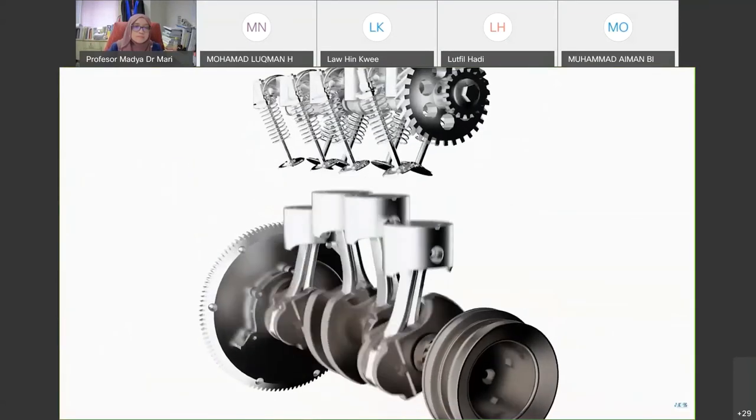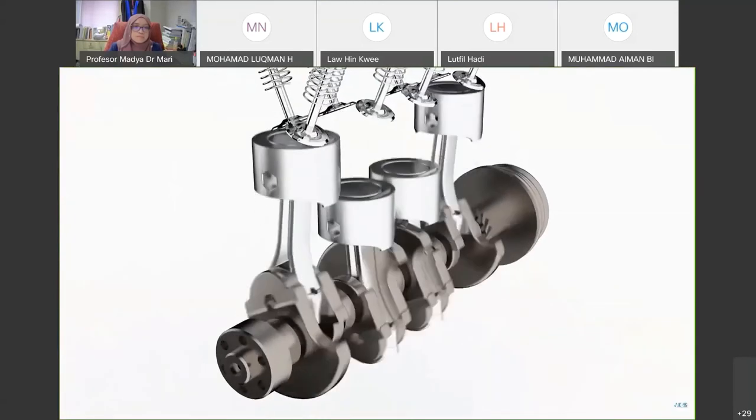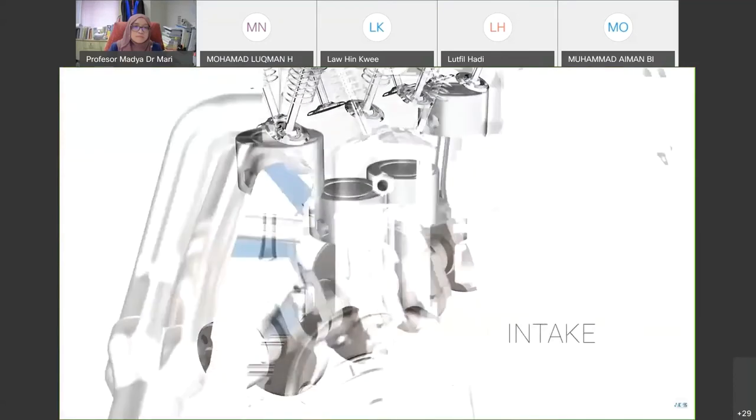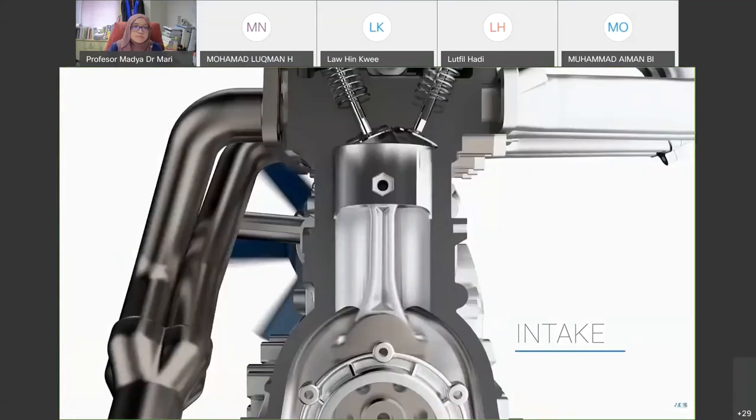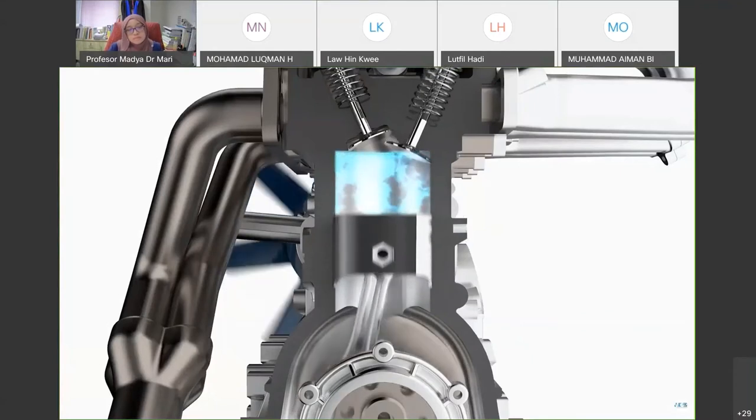The term four-stroke refers to the cycle of engine operation, which requires four strokes of the piston. First stroke, intake. The valve must be in the open position while the piston pulls an air-fuel mixture into the cylinder by producing vacuum pressure through its downward motion. The air-fuel ratio is generally about 14.7 to 1. That's because fuel cannot ignite alone.